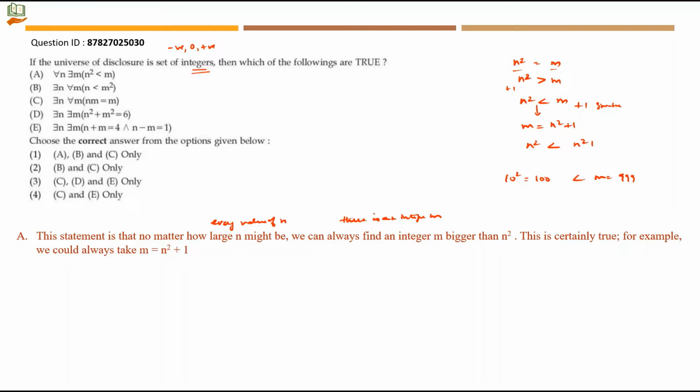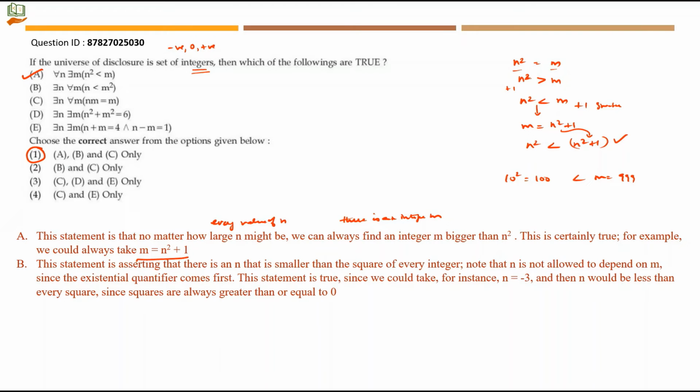N square is less than n square plus 1. So instead of m, I am just substituting this expression here. So this is true, right? So that's why they have given this expression. So A is true. The only option that has included option A will be option number 1. Option 1 will be the right answer. A, B, C are true. Now we will just check.